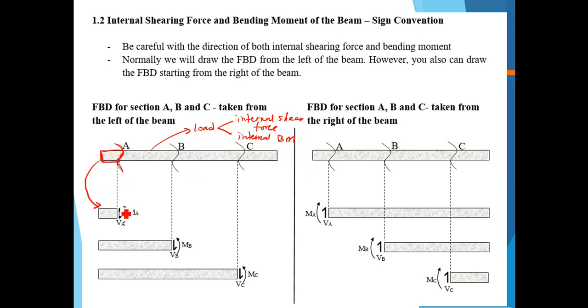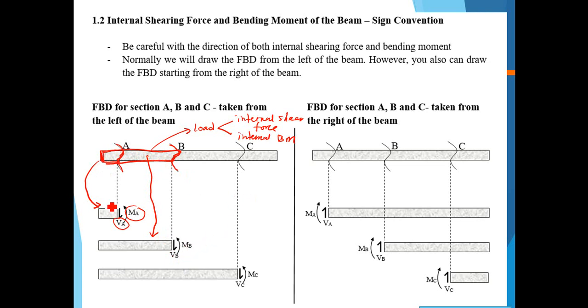So if we analyze the section at point A, you will have shear force. This is the internal shear force. Internal means we do cutting and then we can see this force, which is basically inside the beam. And then we also have the bending moment, MA. Same thing for point B. If we do the sectioning and analyze the left side of the beam, we have internal shear force and also internal bending moment.